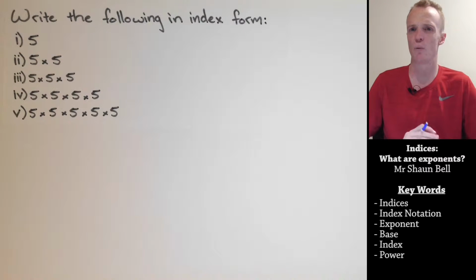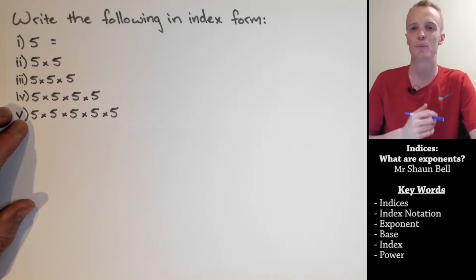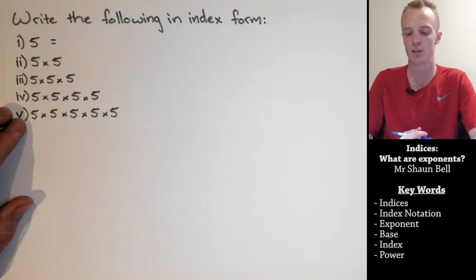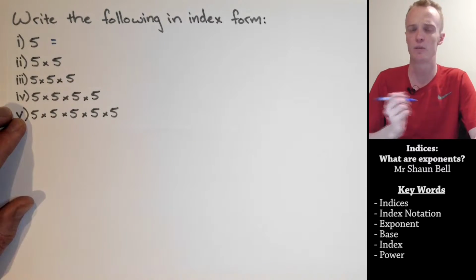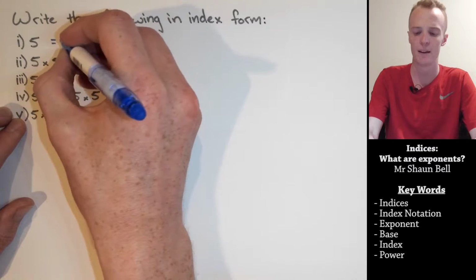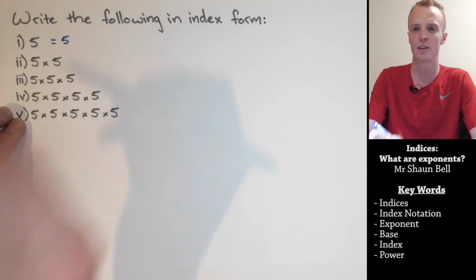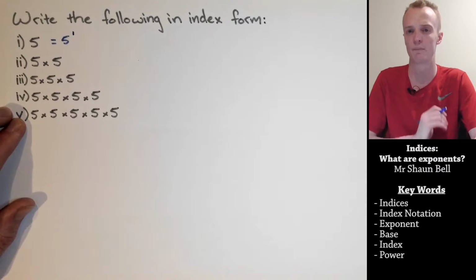So let's have a look at what if we want to write something in index form, which is simply saying what if we want to write it using index notation. To do this, we need to first identify what is going to be the base of our index notation, which is quite simply what is the number that's repeatedly multiplying itself. In this problem, it's the number 5. Then we count the number of times that's multiplying by itself. Here, it's only multiplying by itself once, so our power is 1.